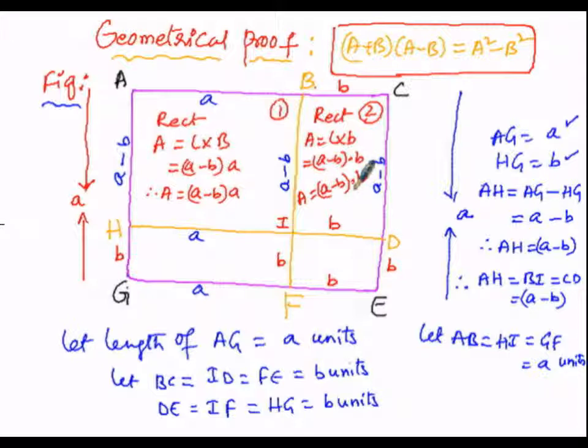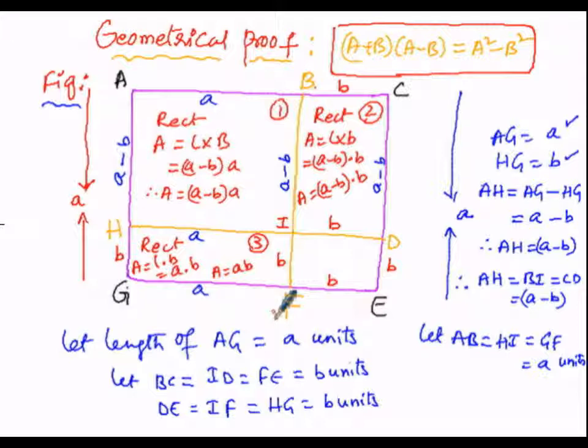Whereas the third figure, that is GFIH, the adjacent sides are GF and GH. The measures of GF and GH are a and b, which are unequal. So therefore this will come under a rectangle again. The area of the rectangle is length into breadth, where the length is a and the breadth is b. So the area is a into b, which is ab, for the rectangle GFIH.